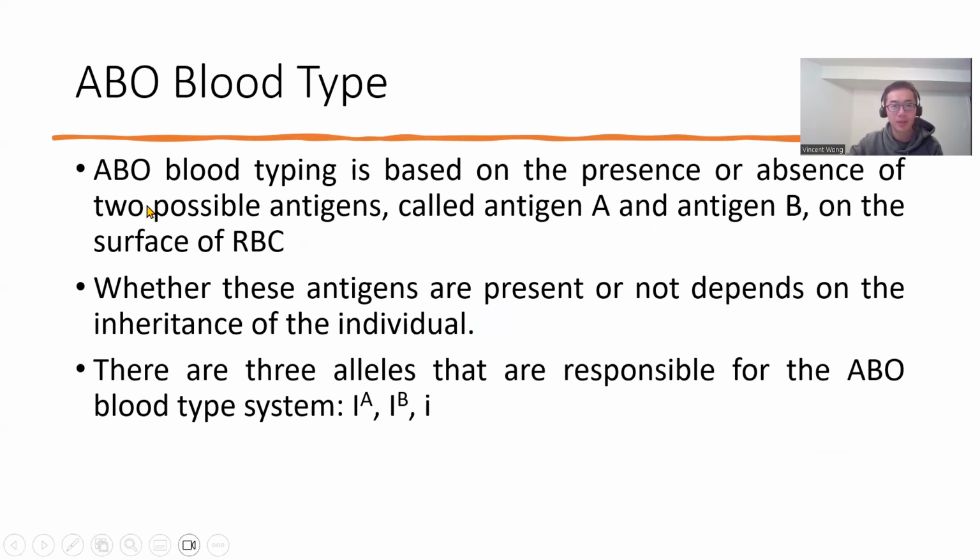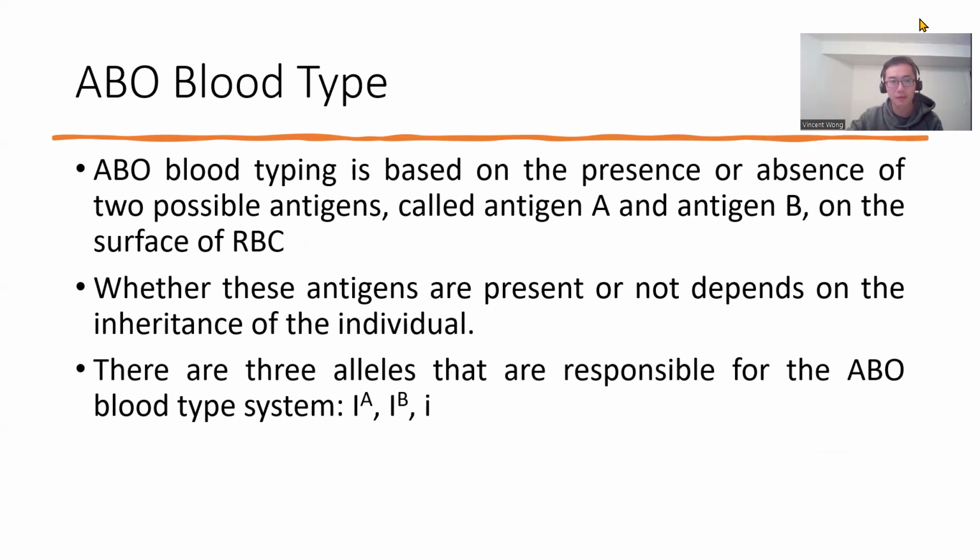ABO blood type. Right. So ABO blood typing is based on the presence or absence of two possible antigens. We'll just call them antigen A and antigen B on the surface of the red cell. Now, these antigens are based on the kind of alleles that you inherit from your parents. And in the population, there are 3 alleles for the ABO blood group system. Okay. It's IA, IB, and little i.